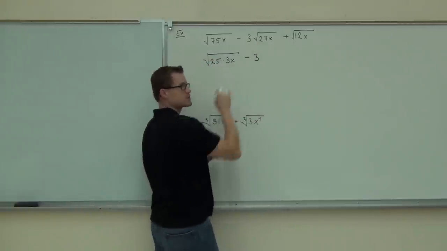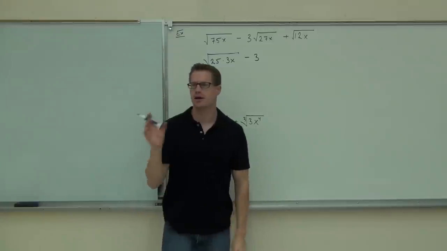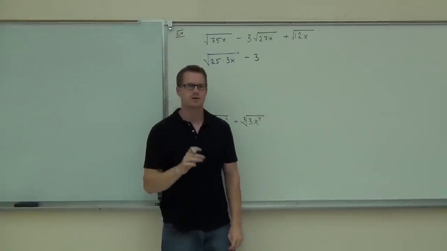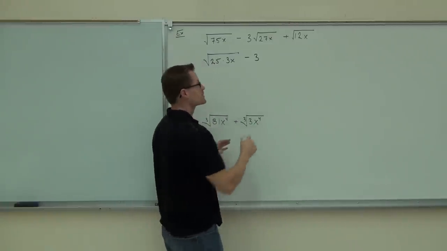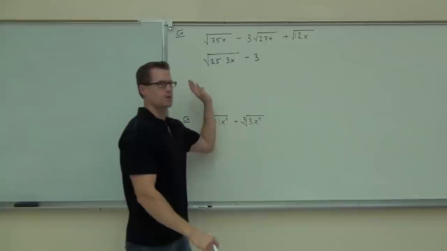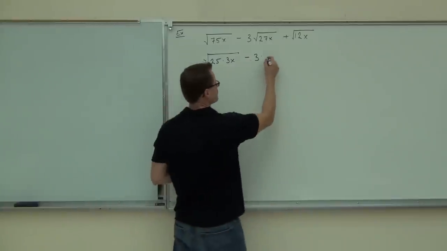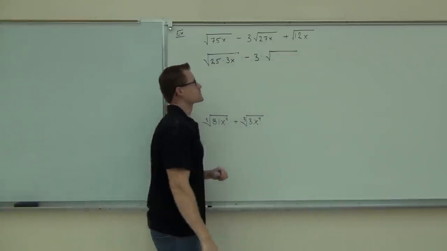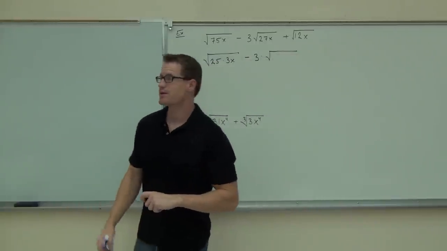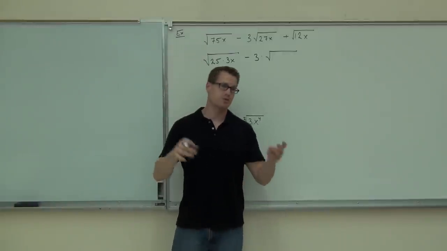Minus 3, well, the 3 is going to stay there. What is that 3 doing next to that root? What does that mean? Okay, so we're going to leave that hanging out till the very end. We just know it's 3 times whatever else we get. Now the 27x, what number goes into 27 that you can take a square root of? Because we have a square root.